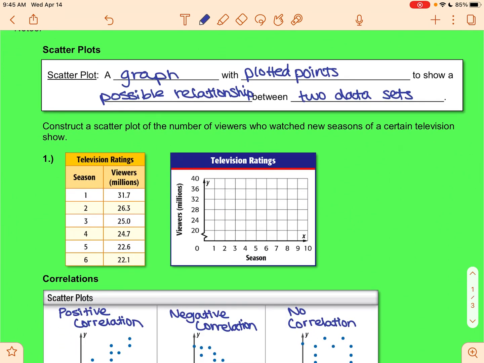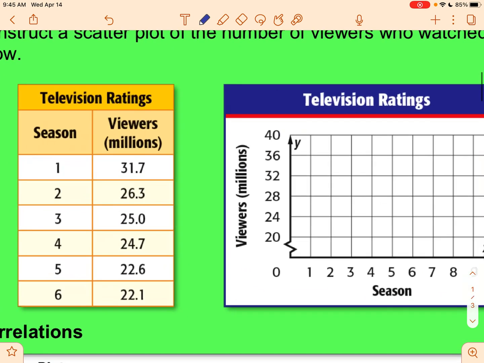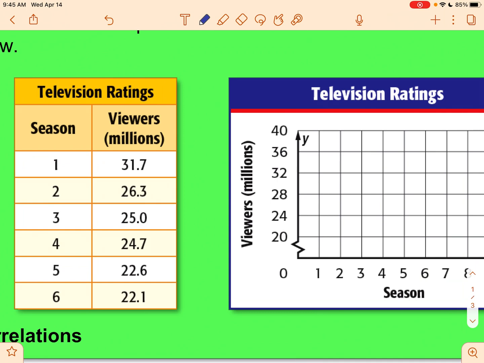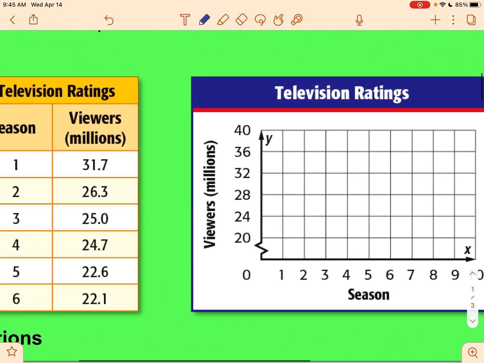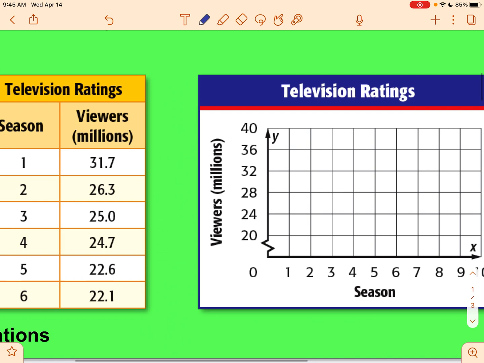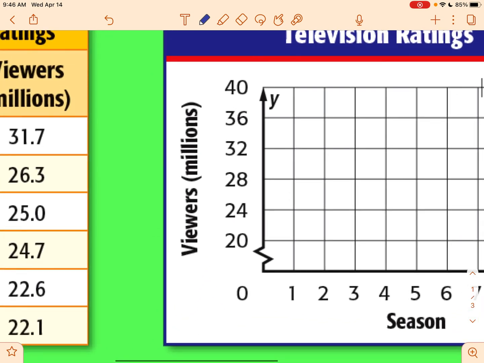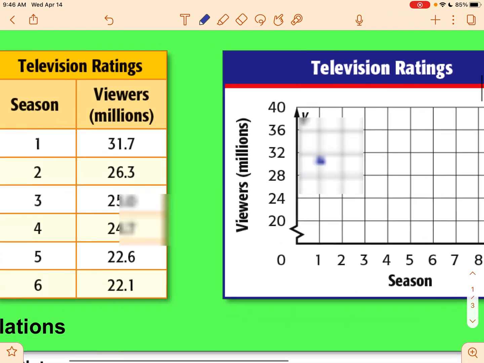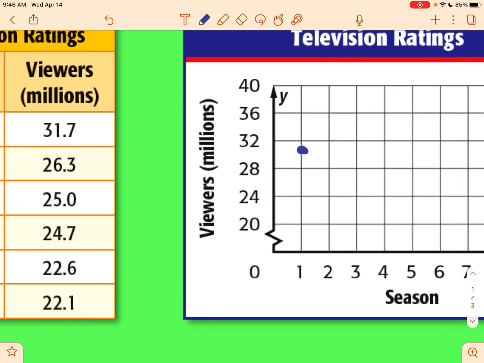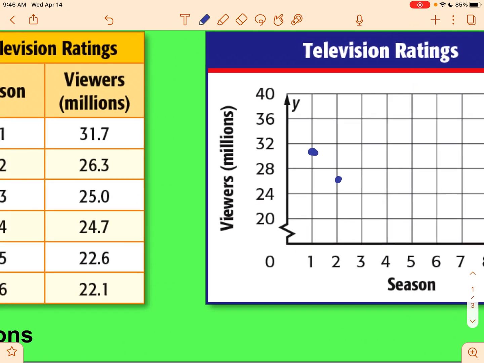So we are going to construct a scatter plot of the number of viewers who watched new seasons of a certain TV show. Alright, so we have all our seasons and the viewers. And then we have our graph, and it's already set up for us, which is super nice. Our first one, season 1, is 31.7. So that would be somewhere around here. We don't know exactly where it is, but that's a good guess. Season 2 was 26.3. So 26.3 is probably somewhere in the middle there.